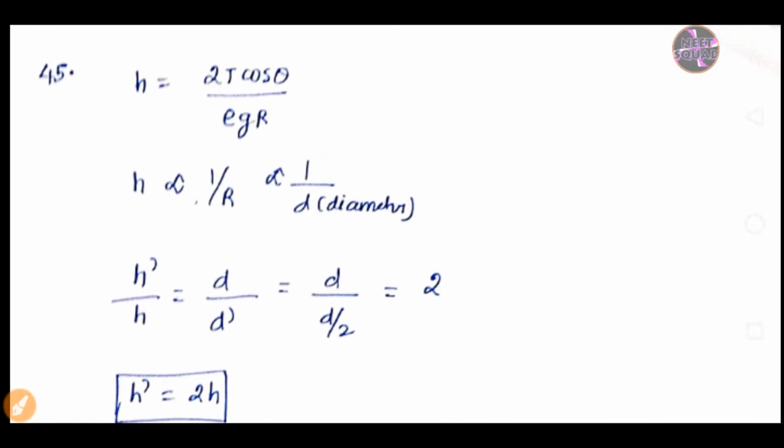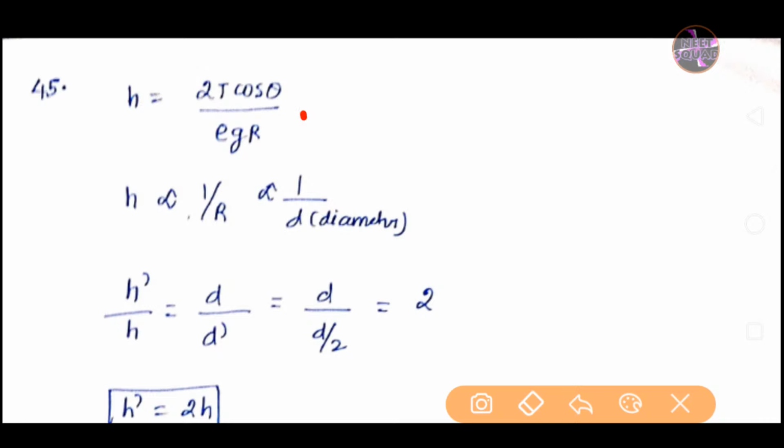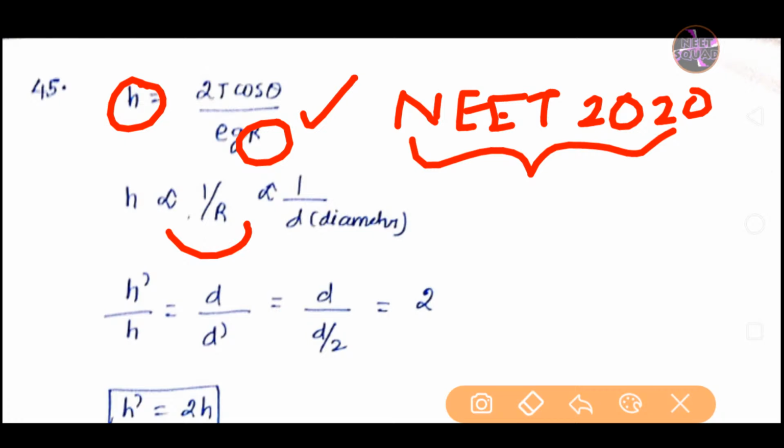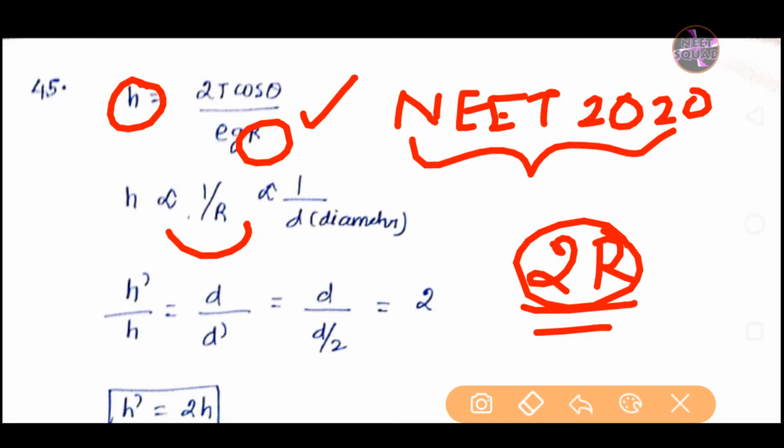So h is equal to T cos theta by rho g r. Even this formula was applied in NEET 2020. This formula was applied, not the same sum. This formula was applicable in one of the questions of NEET 2020. Okay, h is inversely proportional to radius. Radius means what? Shall I put 2r? 2 is a constant. So h is also inversely proportional to diameter.